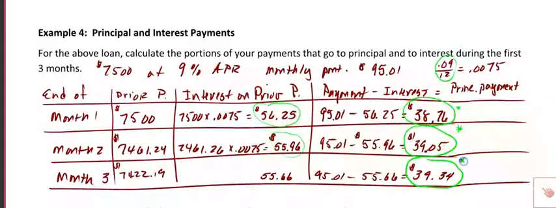You'll notice here in this third column that those principal payments continue to get higher while the interest payments get lower. All right, well, I'll stop it here and upload it and then continue.